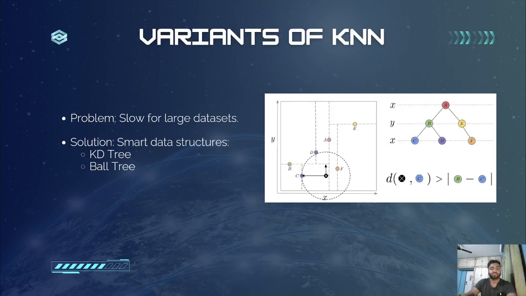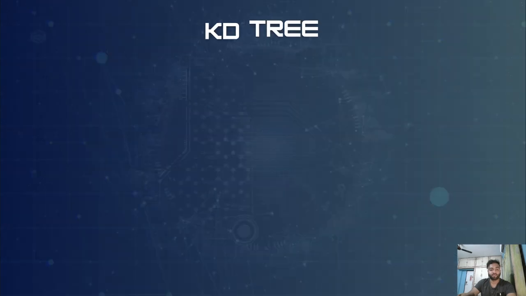While KNN's simplicity is a strength, it comes with a cost. It can become computationally expensive as the size of the training data grows. Since KNN searches through the entire dataset at prediction time, it can get slow for large datasets. Thankfully, researchers have come up with efficient variants to speed up the neighbor search, namely KD trees and ball trees. These data structures allow us to organize data in a way that dramatically reduces the time needed to find the nearest neighbors, making KNN practical even for large datasets.